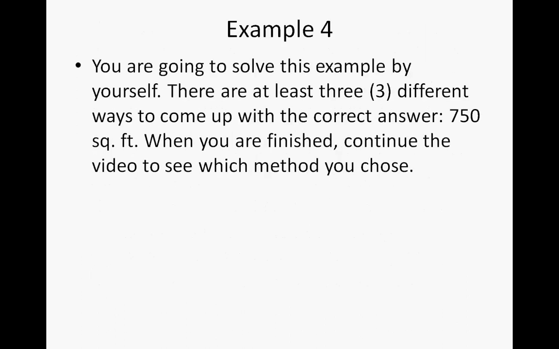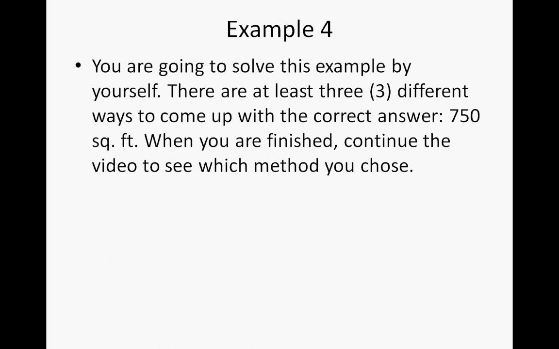Alright, let's take a look at example 4. You are going to solve this example by yourself. There's at least 3 different ways to come up with the correct answer, which I'll give you. It's 750 square meters. So when you are finished, continue the video to see which method you chose. So go ahead and pause the video. I already gave you the answer. Just go ahead and come up with the process. How do we get 750 square feet?